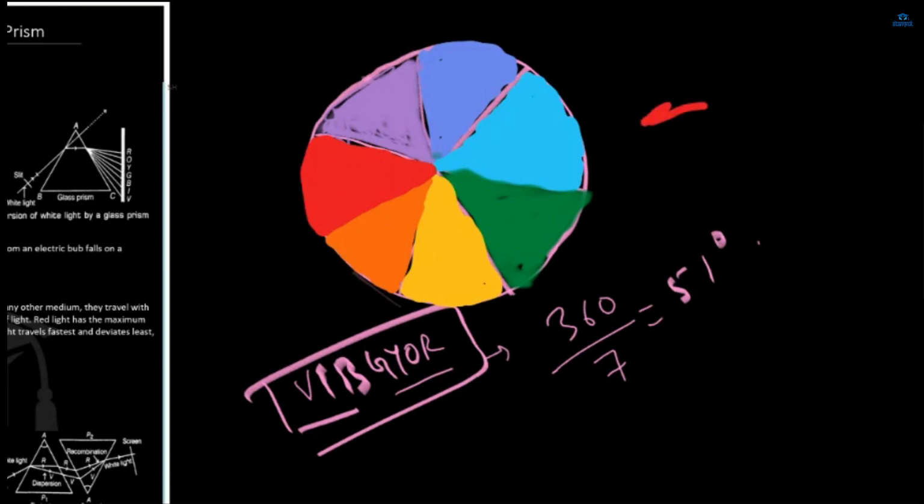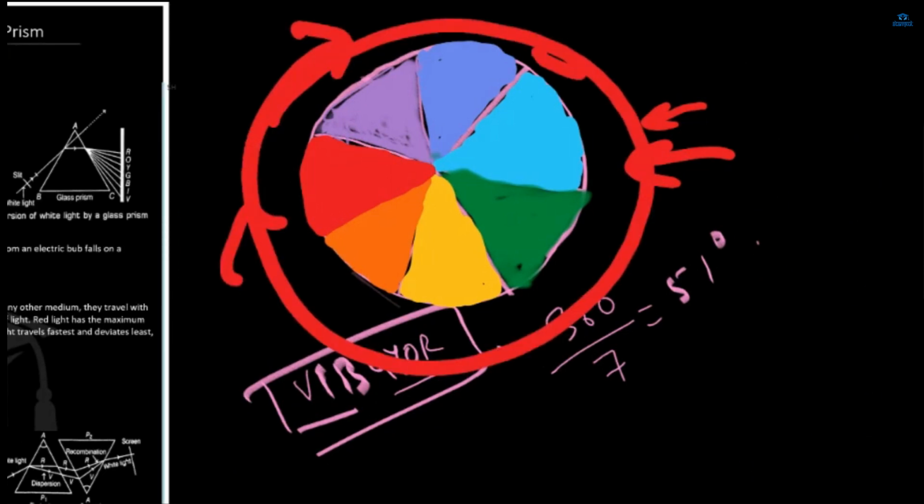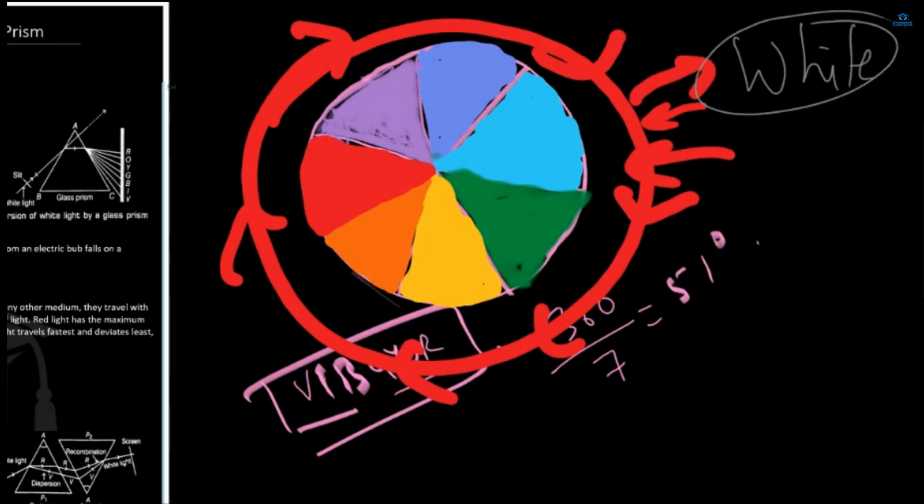So you can check this thing on YouTube also, the dispersion of light through a disc or something like this. You can search that on YouTube. You can find an experiment having this disc colored with violet, indigo, blue, green, yellow, orange, red. When you spin it very fast, you will see that all these colors disappear and convert to white color. It means that white color consists of these colors.